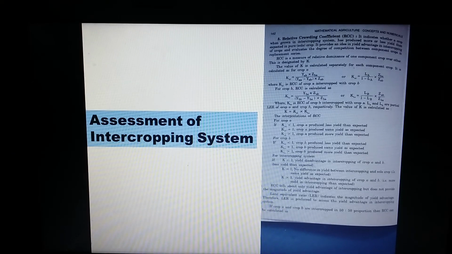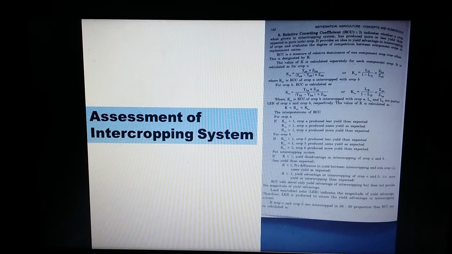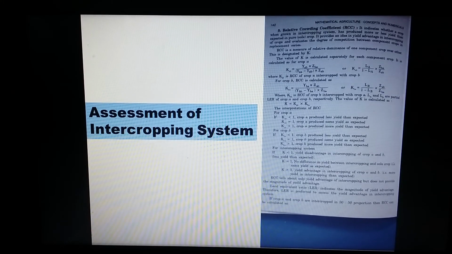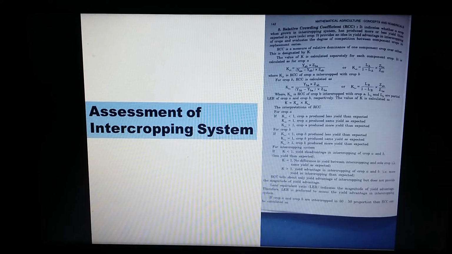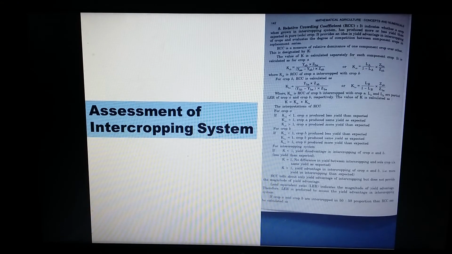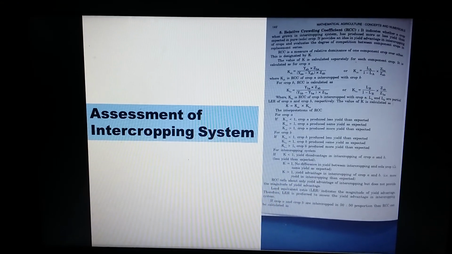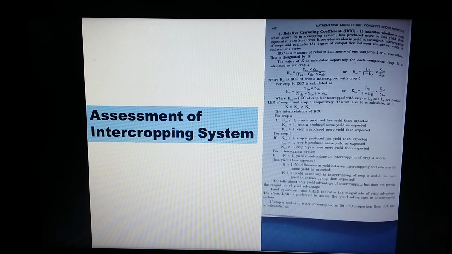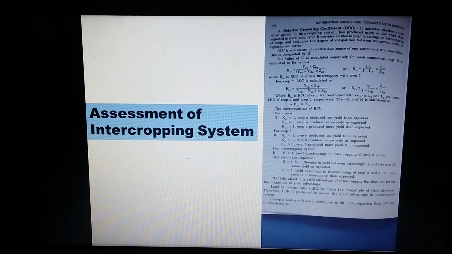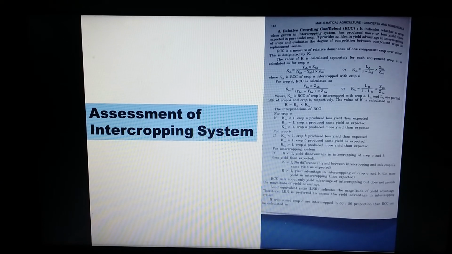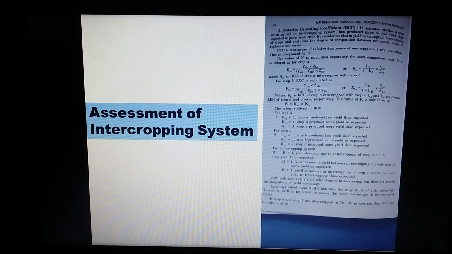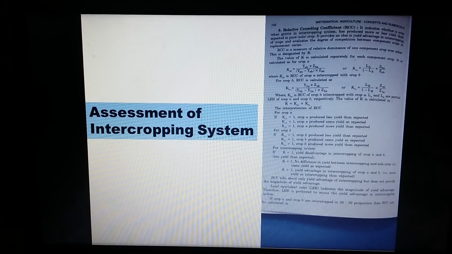So relative crowding coefficient tells us about only the yield advantage. This line is very important. Now look at it very carefully. Relative crowding coefficient tells us about only the yield advantage of an intercropping system, but doesn't provide the magnitude of yield advantage. But land equivalent ratio, that is LER, indicates the magnitude of yield advantage. Therefore, land equivalent ratio is preferred to address the yield advantage in an intercropping system rather than relative crowding coefficient.